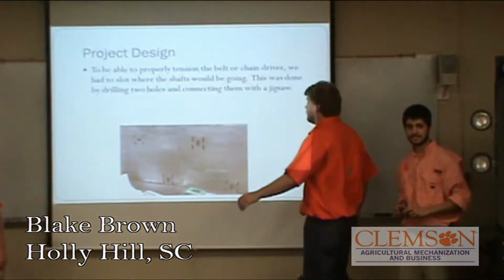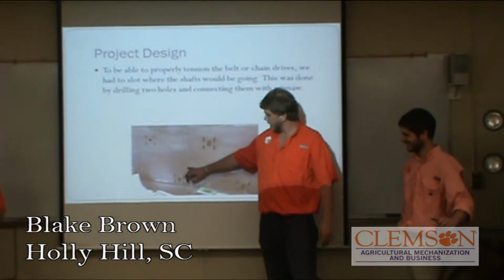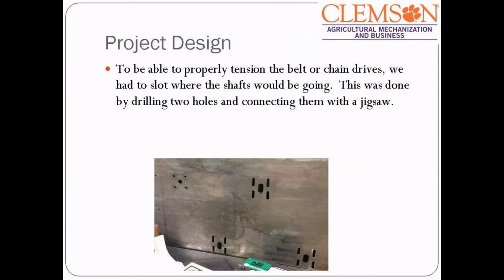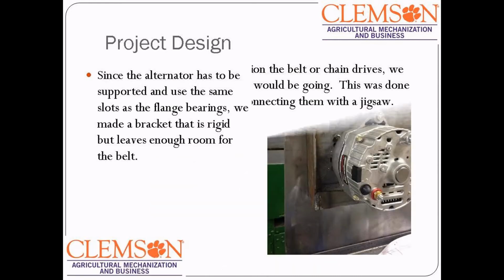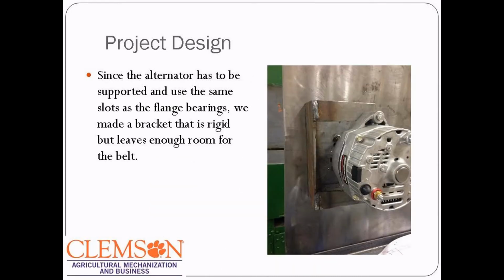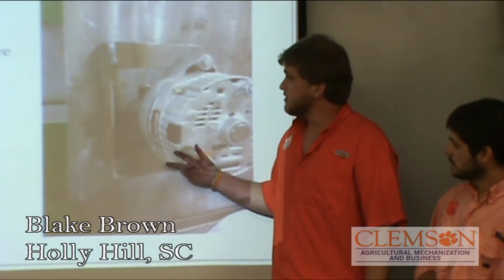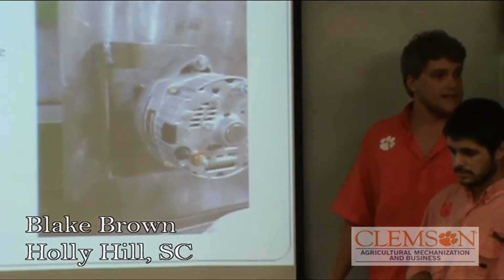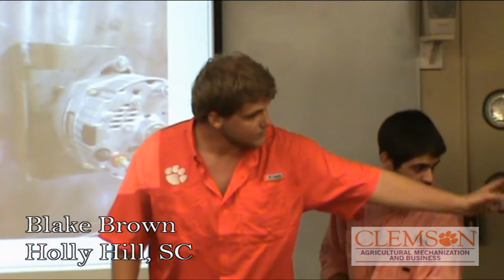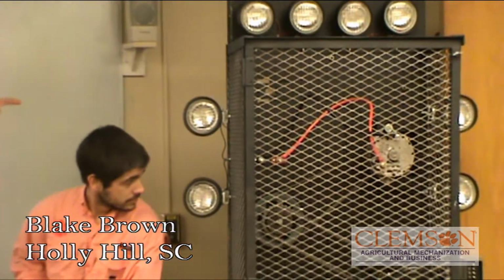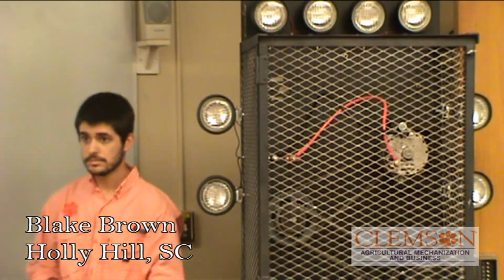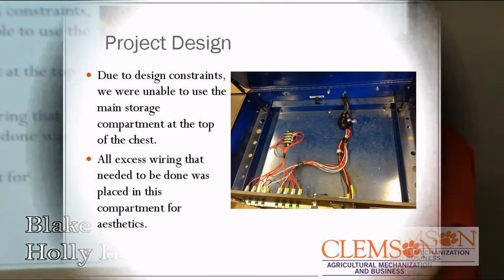And so in order to have the tension abilities in this back plate, we had to drill holes and take a jigsaw to it to slot it so we can tighten up the tension in each stage. We then had to fabricate a mount for the alternator because it couldn't just sit in this back plate as it is, so we had to make this box for it, and it sits right in the box, and it is able to slot just like the other bearings.